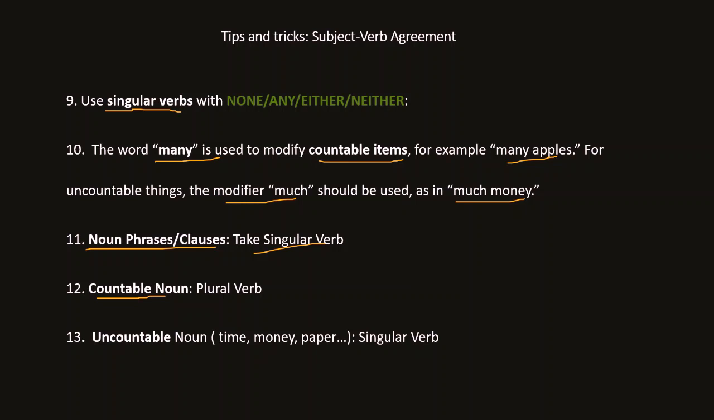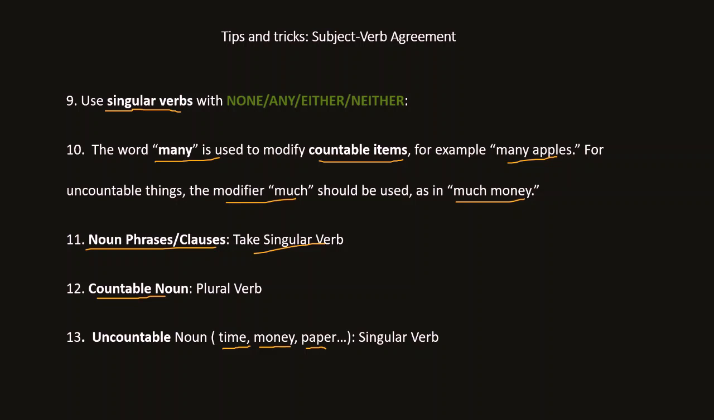We can't say 1, 2, 3 for such nouns as time, money, paper. You can't say one time, two time, three times. You can't say one money, two monies, three monies. You can't say one paper, two paper. You could count the minutes. You could count the hours, but you can't count time.